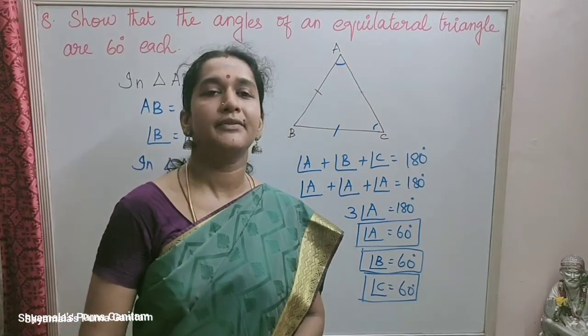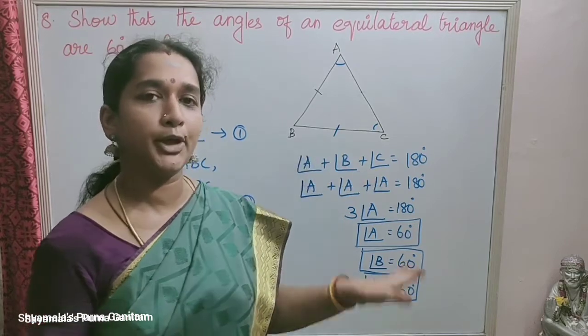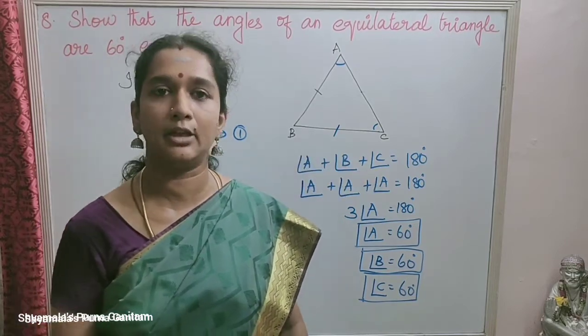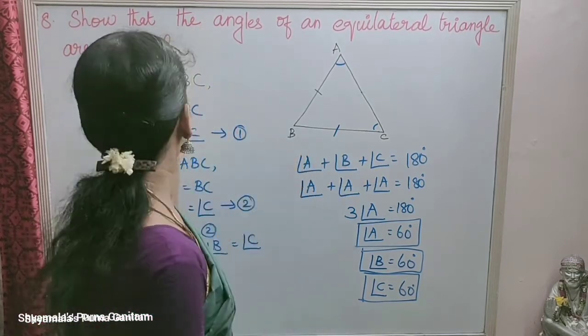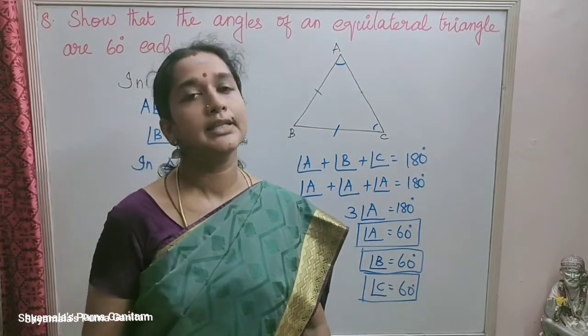So with this, I have completed exercise 7.2. This exercise 7.2 is based on the isosceles triangle property. So all the 8 sums I have completed. From the next class, we will be doing the next exercise.